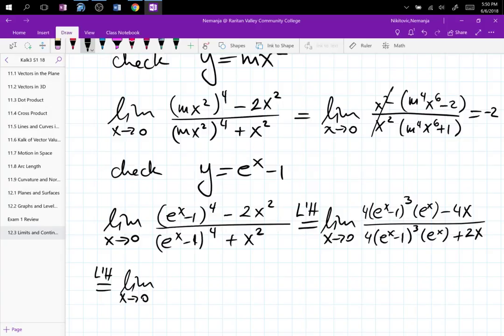So now we have the product rule, right? So this derivative is going to be very lengthy.